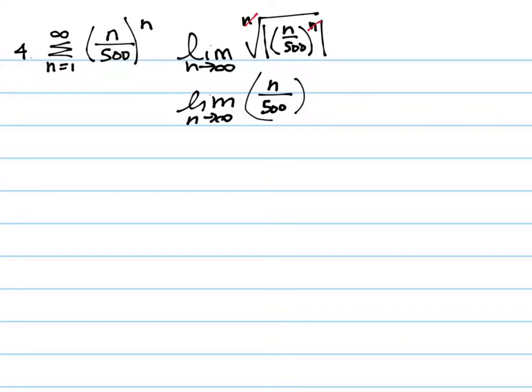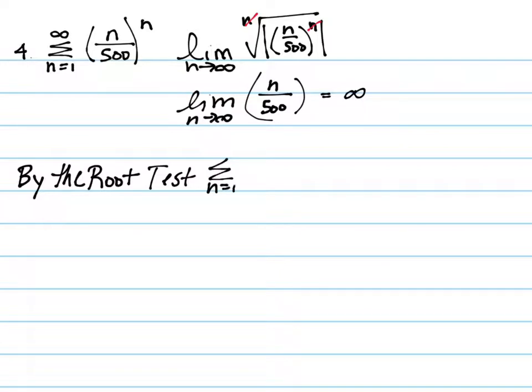What is the limit of n over 500 as n goes to infinity? Yeah, it's infinity, right? I know n over 500 starts out kind of small when n equals 1 and n equals 2. But eventually, n going to infinity will dominate. This will equal infinity. So what does the root test tell us? Diverging, yeah. By the root test, the summation from n equals 1 to infinity of (n over 500) to the n diverges.